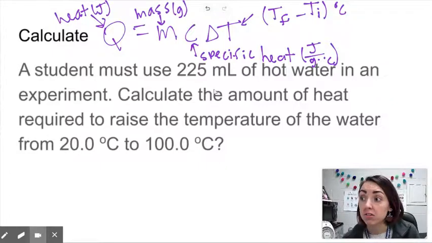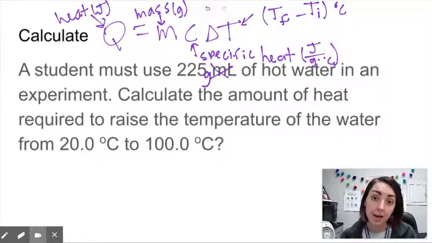Okay, so it says a student must use 225 milliliters of hot water. So we need a mass, not a volume, but if you remember, the density of water is 1 gram for every 1 milliliter. So if you ever have a volume of water, you can just straight convert that to mass of water, again, because the density of water is 1 gram for every 1 milliliter. Note that only works for water. Any other substance has a different density. But for water, 1 gram equals 1 milliliter.